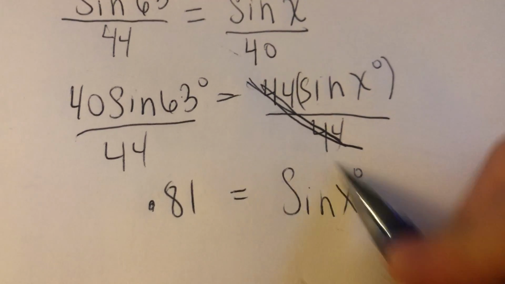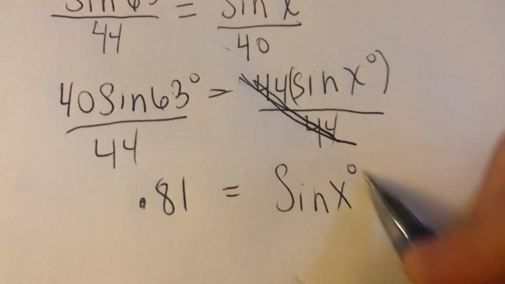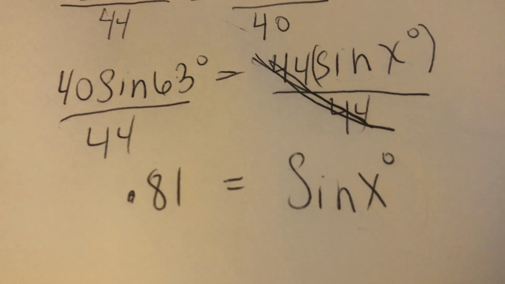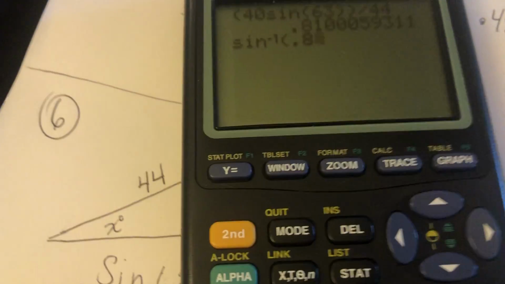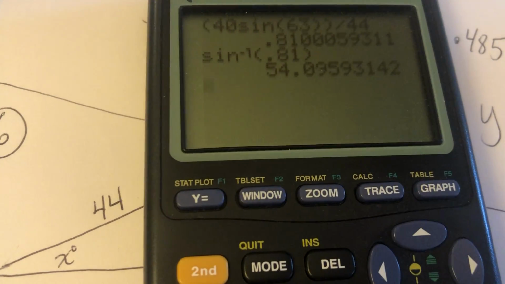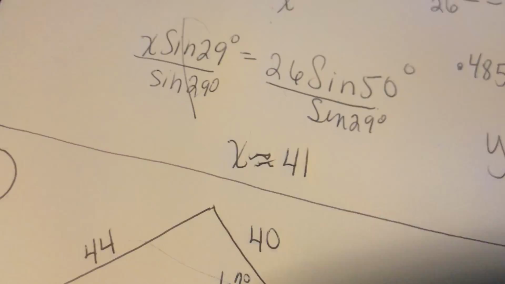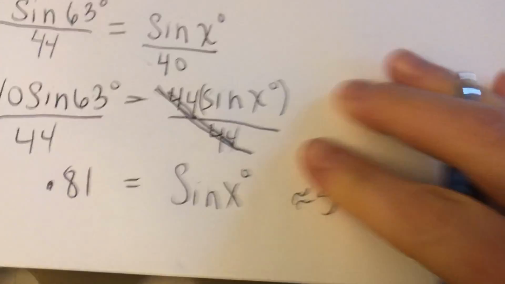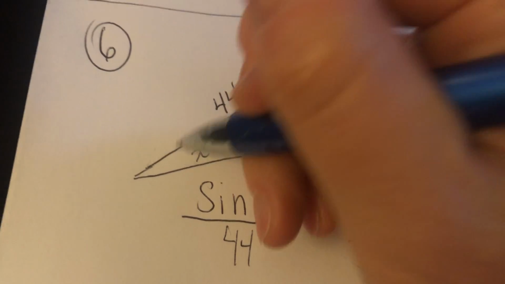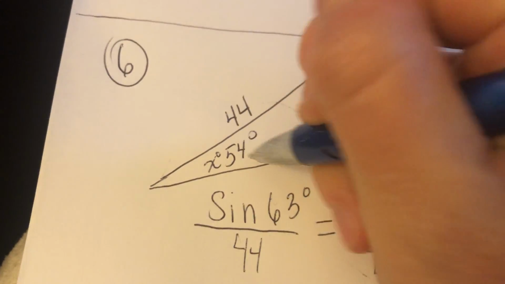So now I need to find what angle. The sine of what degrees gives me that? That's why we have to do inverse. So we have to do the sine inverse of 0.81. All right, so again, I'm going to press second, then my sine button, and I'll get the little inverse, 0.81, and enter. And it's about 54.1. We'll just round to 54 degrees. So I know that this here is about 54 degrees.